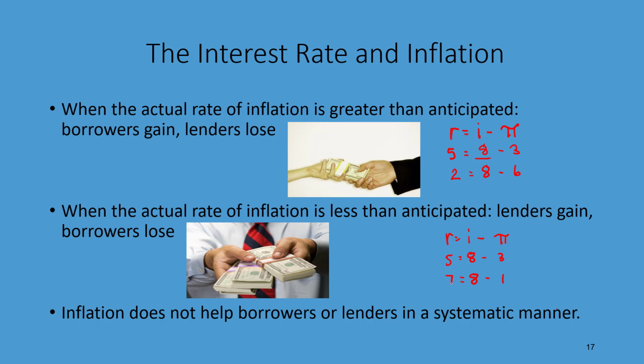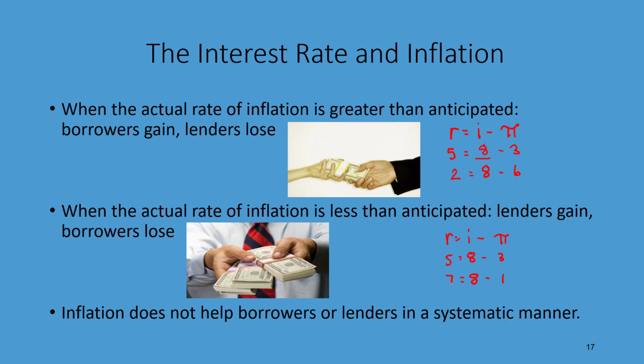So once again, you're still paying back the same $108. That part hasn't changed. It's just that instead of that $108 being worth $105 of real value, it's worth $107 of real value. So you're paying back with dollars that are worth more than you thought they'd be when you borrowed it. The bank is accepting dollars that are worth more than they thought they'd be when they lent it out. So it is the banks who win, and it is the borrower who loses, right? So again, the borrower wins when inflation is higher than we thought. The lenders win when the inflation rate is lower than we thought.